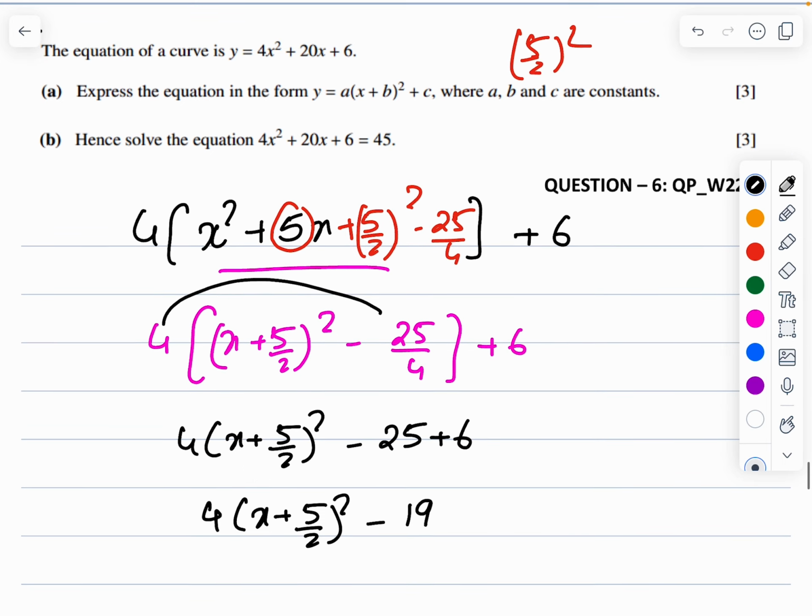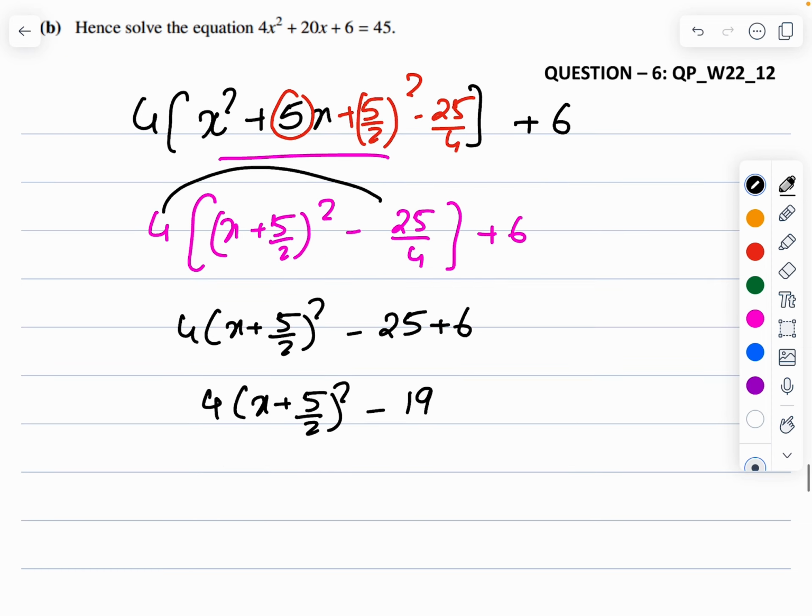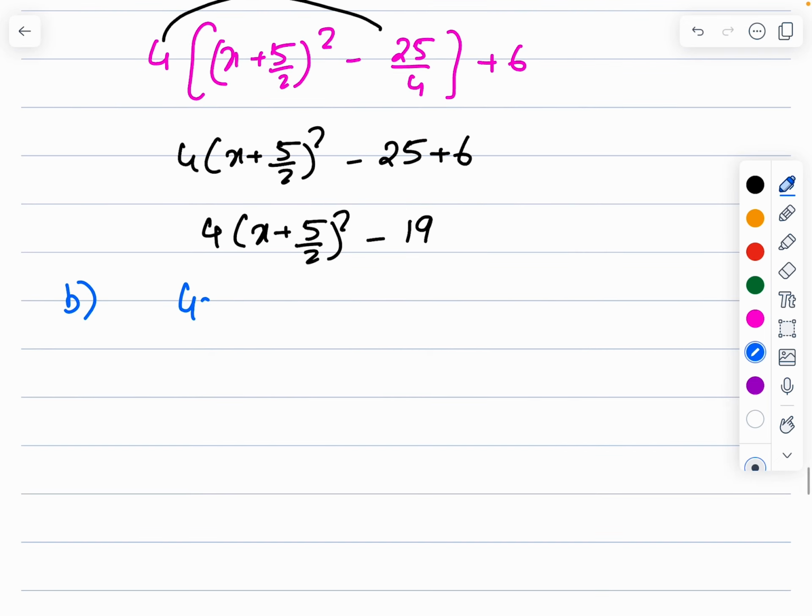Now that's going to be the answer for the first part. Next, hence solve this equation. What is that equation? 4x square plus 20x plus 6 equals to 45.